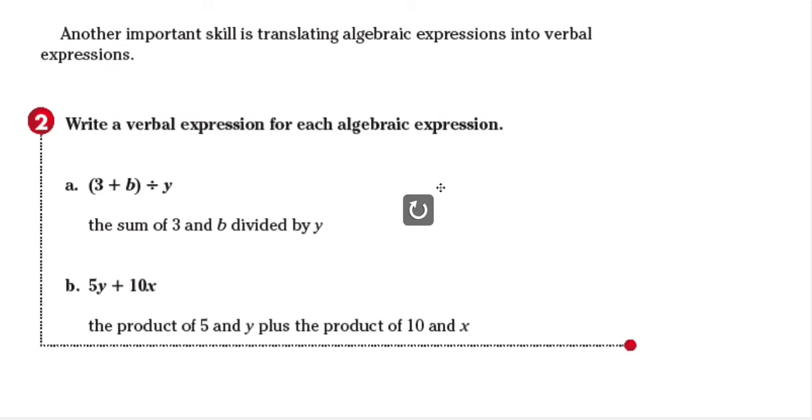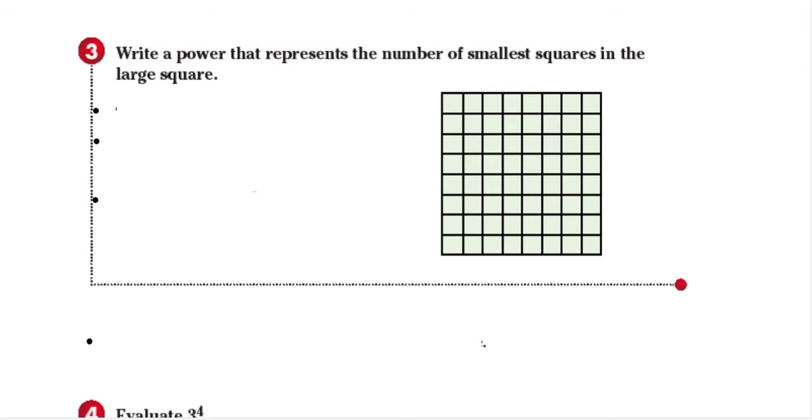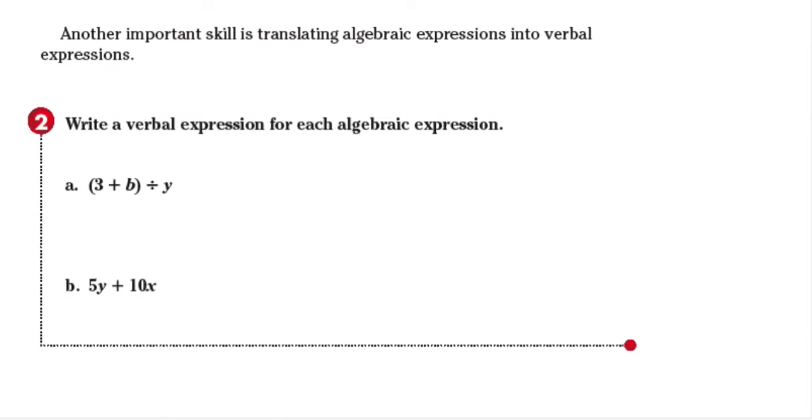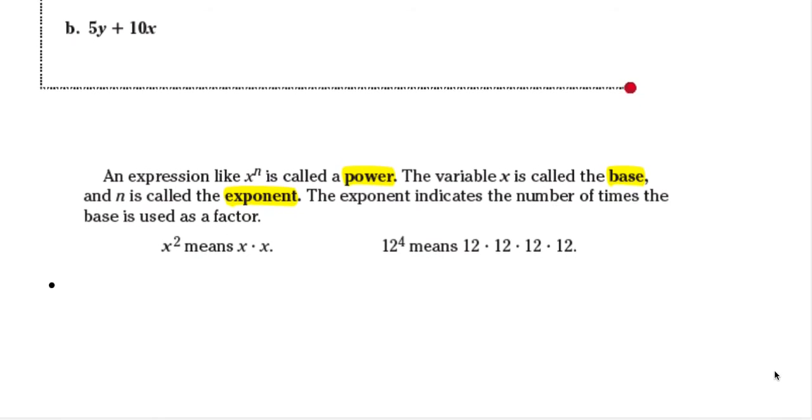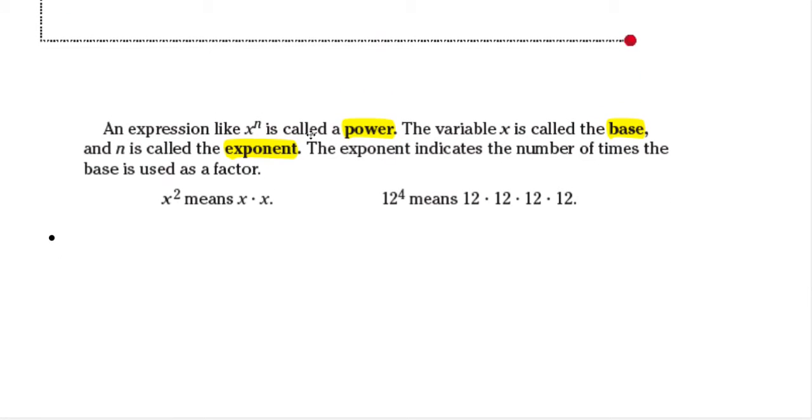Okay. So in the next concept that we will learn, before we go to example 3, are exponents. An expression like x to the n power is called a power. The variable x is called the base and n is called the exponent. This whole thing is called your power. So this whole thing right here is your power. X to the n is the power, where x is the base, n is the exponent.